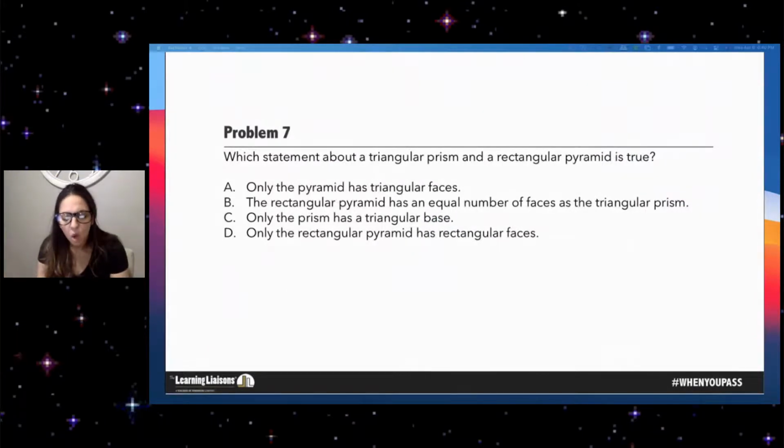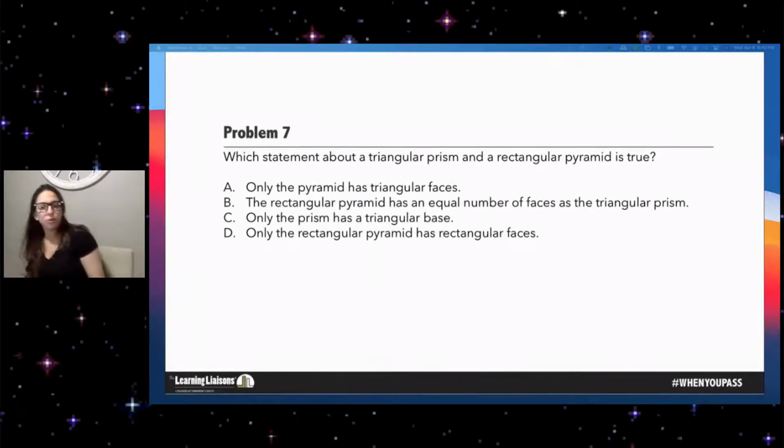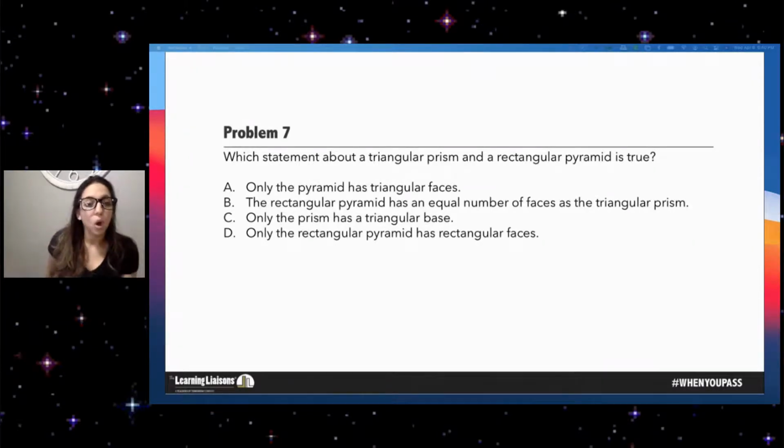Problem 7. Which statement about a triangular prism and a rectangular pyramid is true? A, only the pyramid has triangular faces. B, the rectangular pyramid has an equal number of faces as the triangular prism. C, only the prism has a triangular base. Or D, only the rectangular pyramid has rectangular faces.